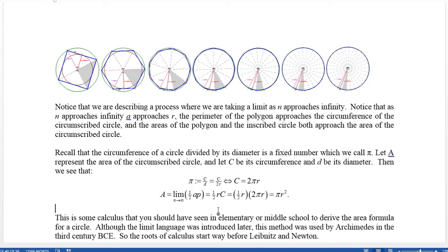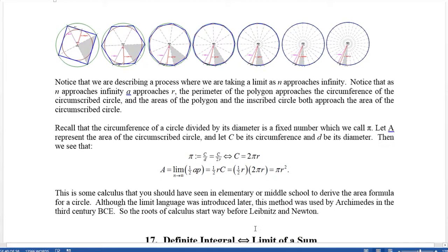It was basically called a method of exhaustion. He didn't use the word limits at that point. But nevertheless, they're using what we would now call calculus. And by the way, Archimedes is considered one of the greatest mathematicians of all times.